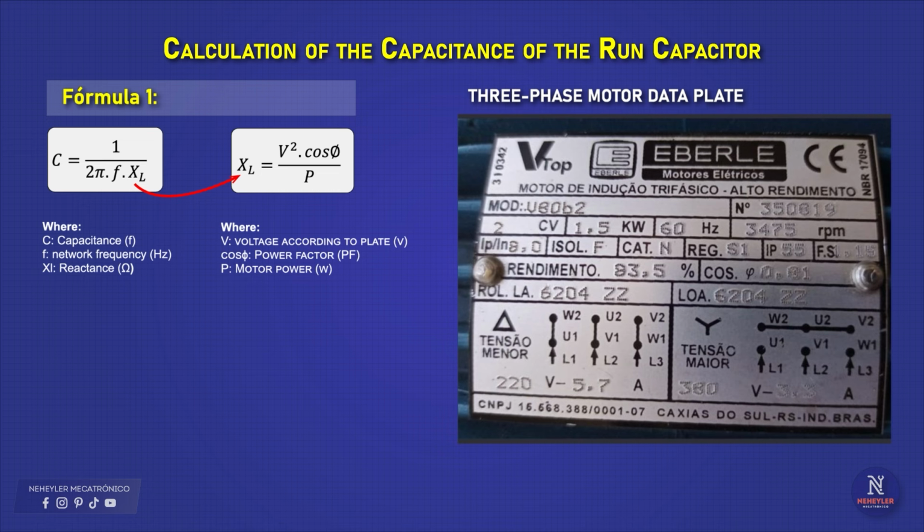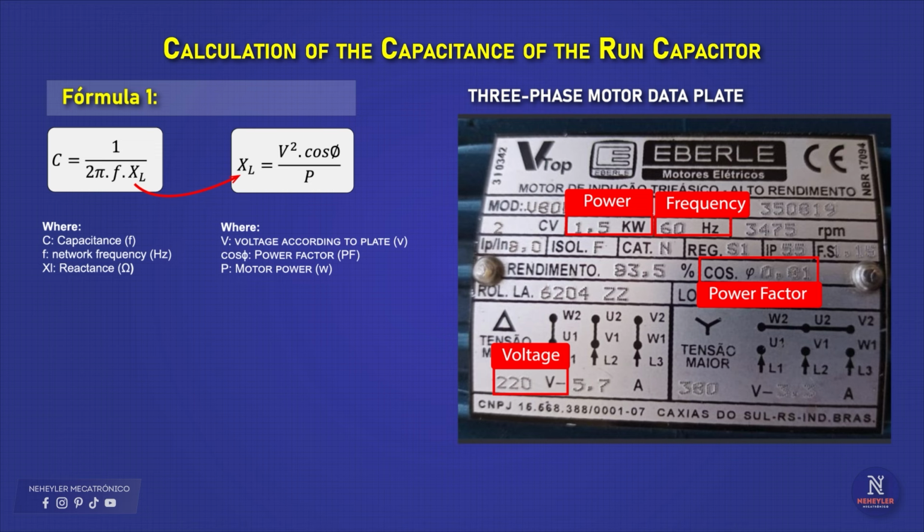The capacitance is equal to 1, divided by 2 pi times the frequency and the reactance, where the reactance is equal to the voltage squared, multiplied by the power factor, all this divided by the motor power. Usually, we get this data from the motor nameplate.